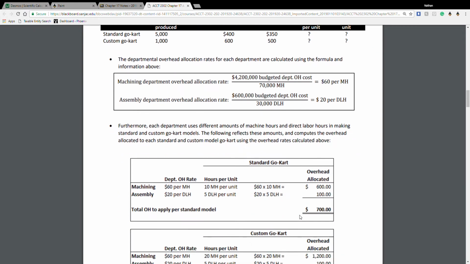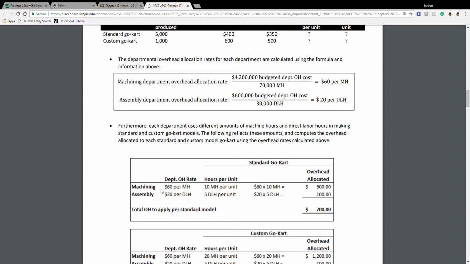Furthermore, each department used different amounts of these hours. Now again, in the real world, we would actually have to figure out these hours, but we're usually given these. So we find out what the standard needs: 10 machine hours per unit and only 5 direct labor hours per unit to do the assembly.